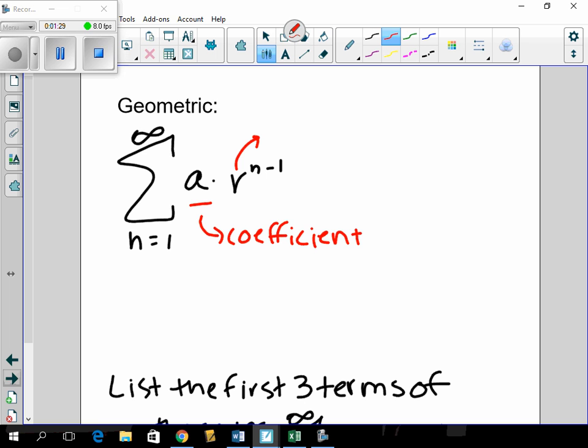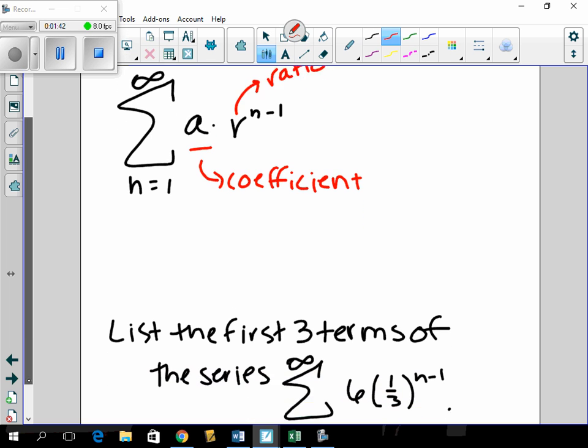And then r, we call that the ratio. And it's important to notice that the r, the ratio, is being taken to the n minus 1 power. So our ratio is always taken to a power, the n minus 1 power.